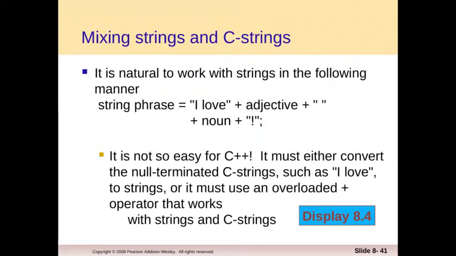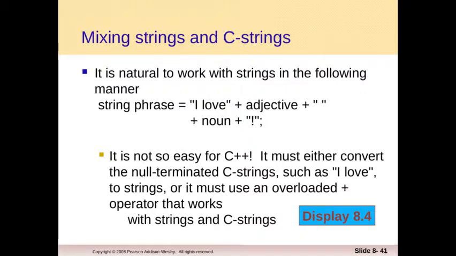So what we have is an overloaded concatenation operation. The first one here uses the concatenation of a C string and a string object. So we have plus that takes a C string and a string object and produces a string object. That's this plus here.